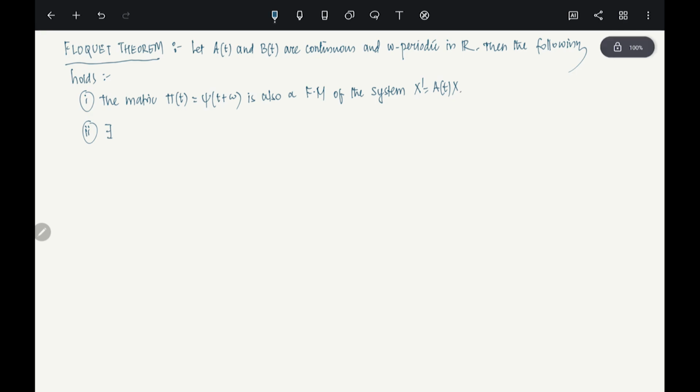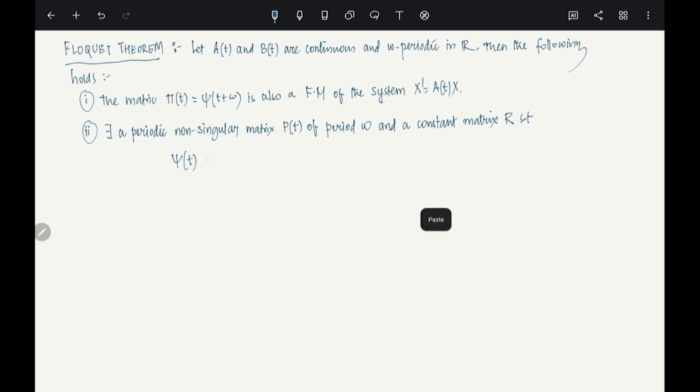Also, you will have a periodic non-singular matrix P(t) of period w, clear, and a constant matrix R, such that this fundamental matrix phi of t can be written as P(t) times e power Rt.